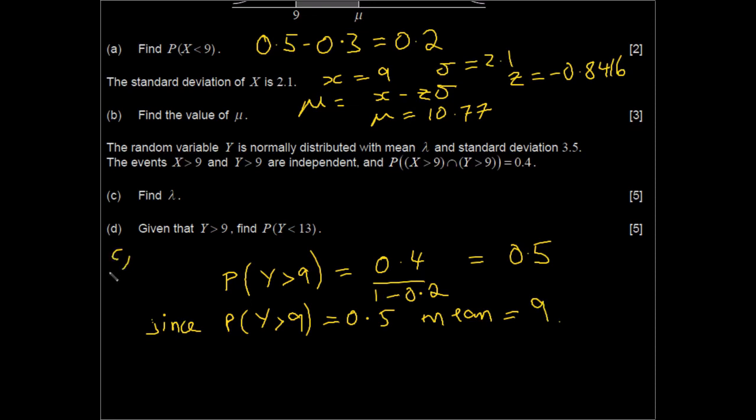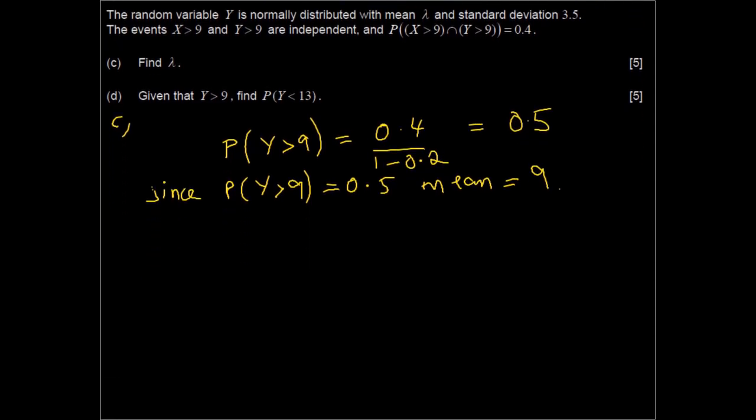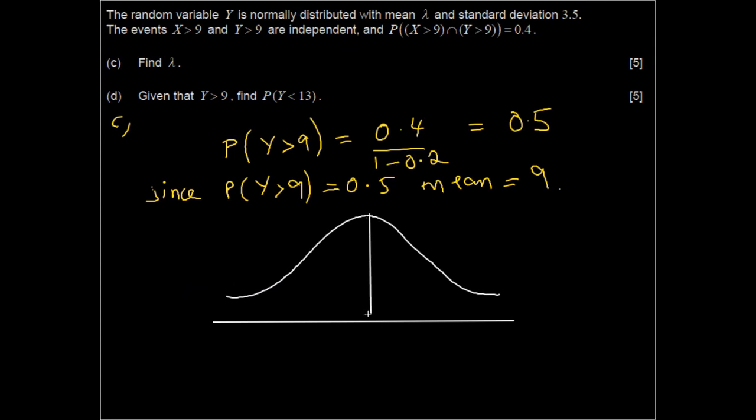Next it says part D, given that y is greater than 9, find the probability y is less than 13. So we're going to have some work to do here. What I'm going to do first of all is just draw in a little graph so we can see what's happening. So we're going to have our normal distribution like that. We know that the mean is 9, we've just worked that out, and then what we want to know here is the probability of it being in this region here between 9 and 13. So we're looking for this area here.